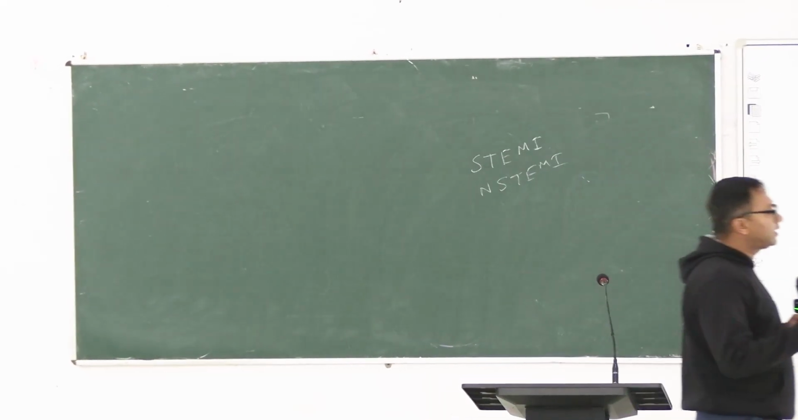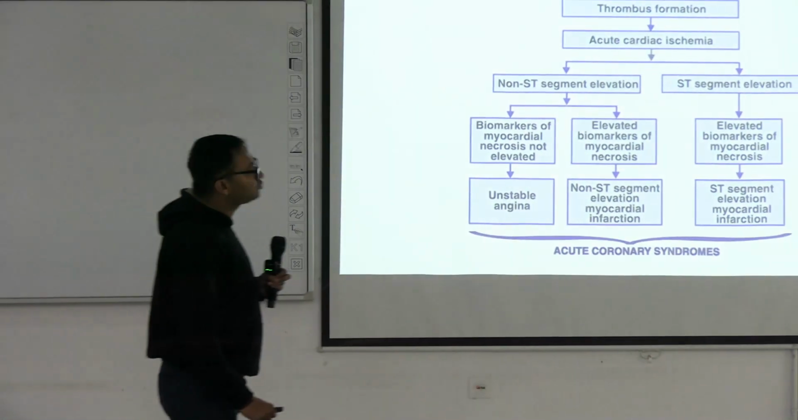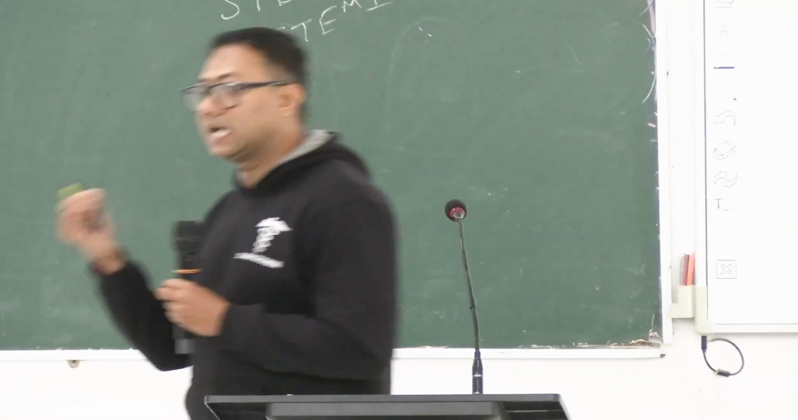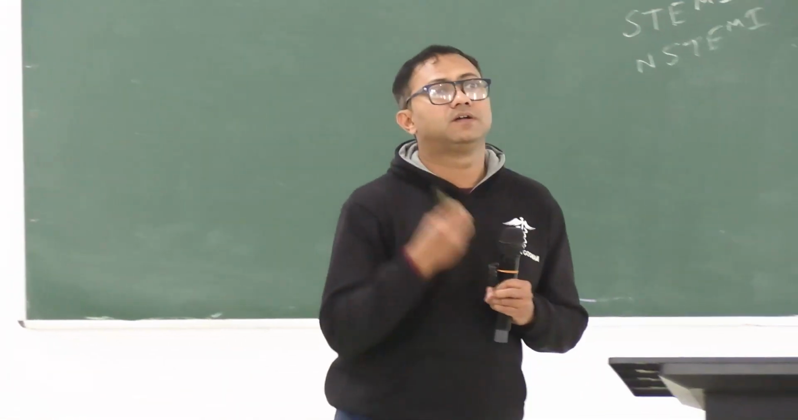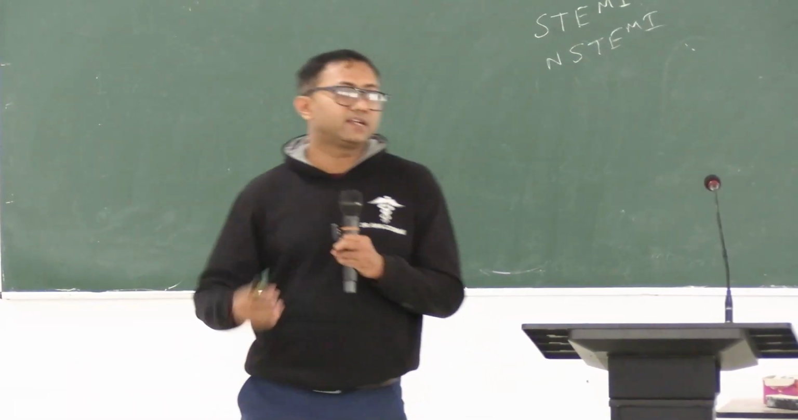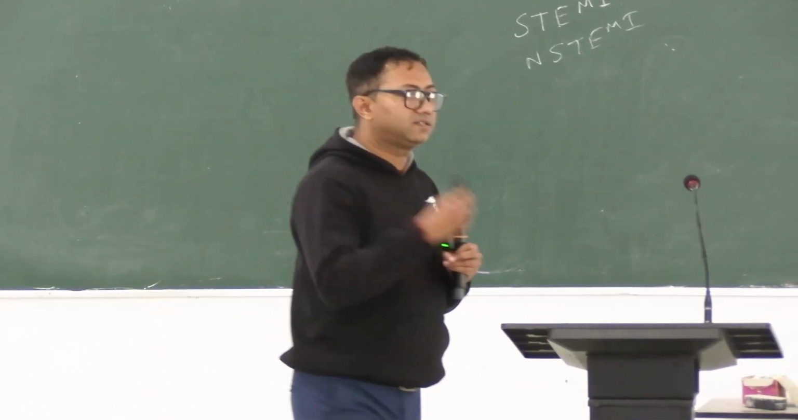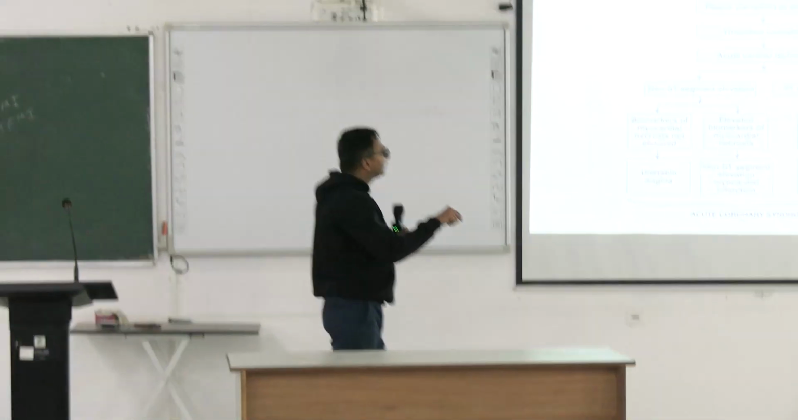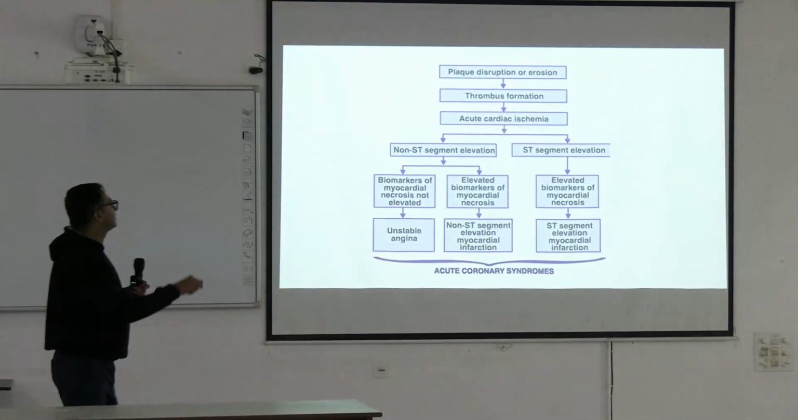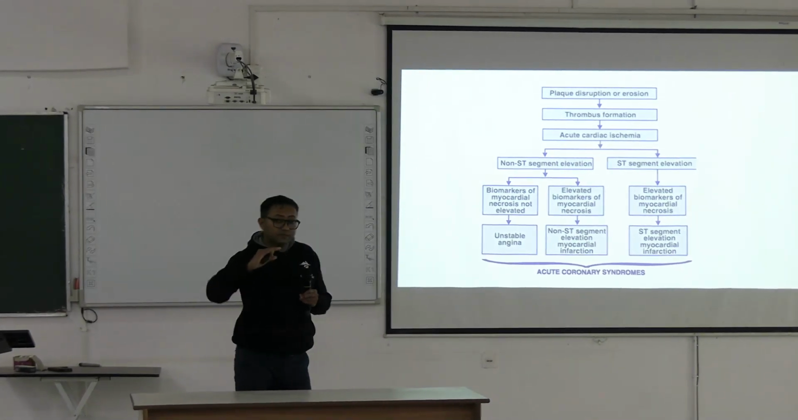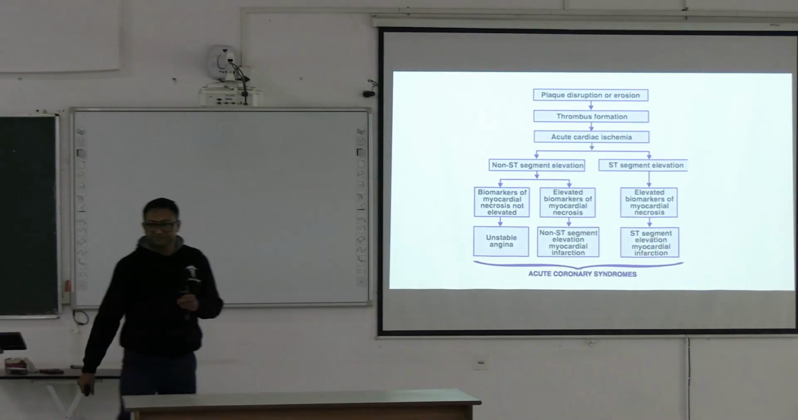Now, if it is non-ST segment elevation, we need to check the biomarkers. Biomarkers means the enzymes within the cardiac myocytes. Once the tissue is ischemic, there will be tissue injury, and the proteins inside the tissue will leak into the blood circulation, and we can simply perform a blood test and measure that enzyme or protein. So if it is ischemic and necrosed, cardiac biomarkers will be elevated in the patient's blood, correct?